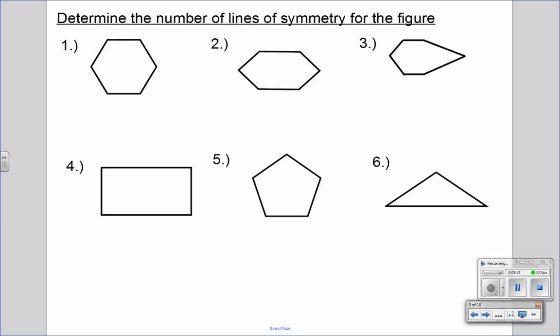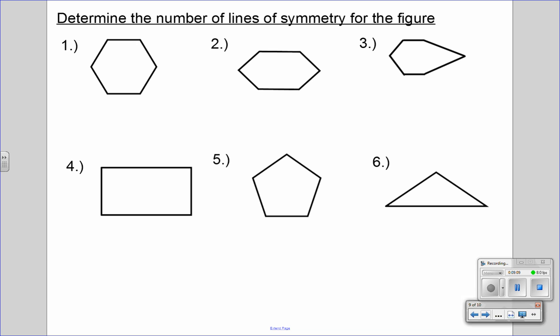Next, I'm going to talk about lines of symmetry. And this one says, determine the number of lines of symmetry for the figure. Now, a line of symmetry is if we draw a line through it and fold the figure at that line. If we fold it, it will be the same on top of each other. So it looks exactly the same.